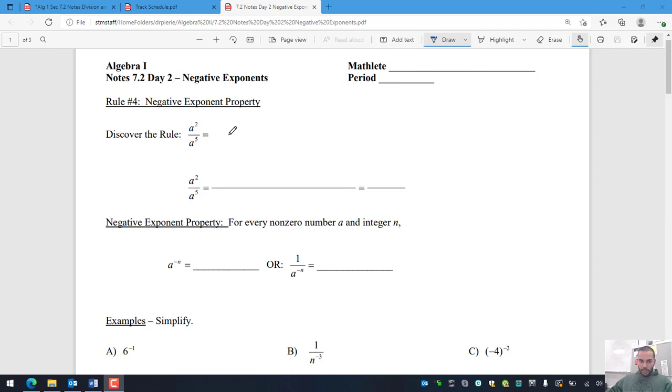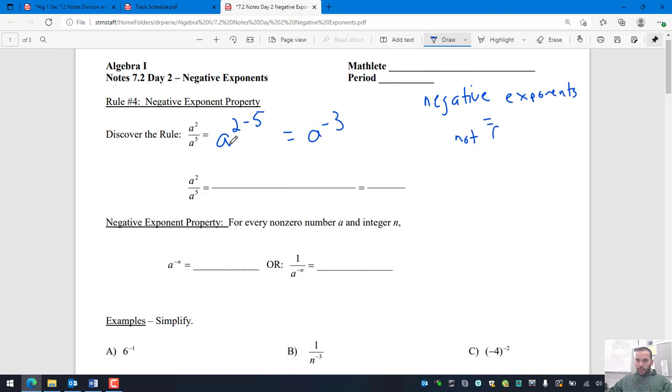So this should be the exact same thing as a to the 2 minus 5 power. And if we clean that up a little bit, we should get something like a to the negative third power. Okay, that's a perfectly good answer, but one of the rules we're going to have with math is that we don't want to have negative exponents. So write that somewhere. Negative exponents equal not finished. We have to get rid of them in some capacity.